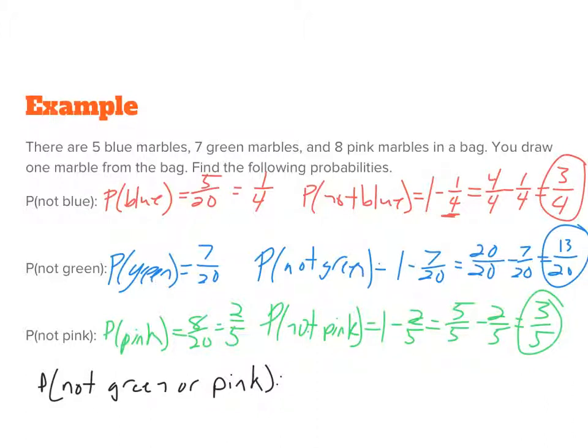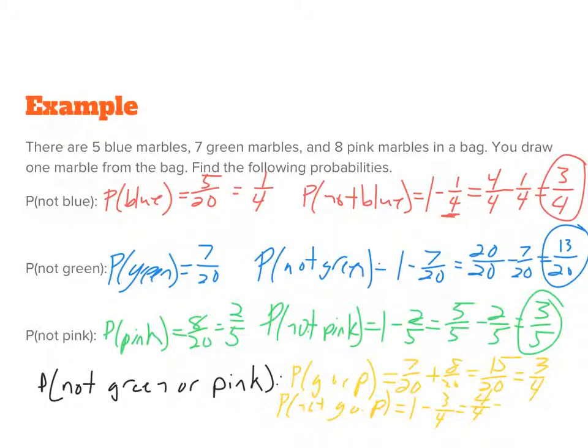For our last one, we want the probability of not green or pink. I need to find the probability of green or pink. So the probability of green is 7 over 20. Probability of pink is 8 over 20. That gives me 15 over 20, which I can simplify down to 3/4. So from there, to find the probability of not green or pink, I take 1 minus the 3/4. And again, rewrite the 1 in terms of fourths so I can subtract. So 4/4 minus 3/4 gives me a final answer of 1/4. So the probability of not green or pink is 1/4.